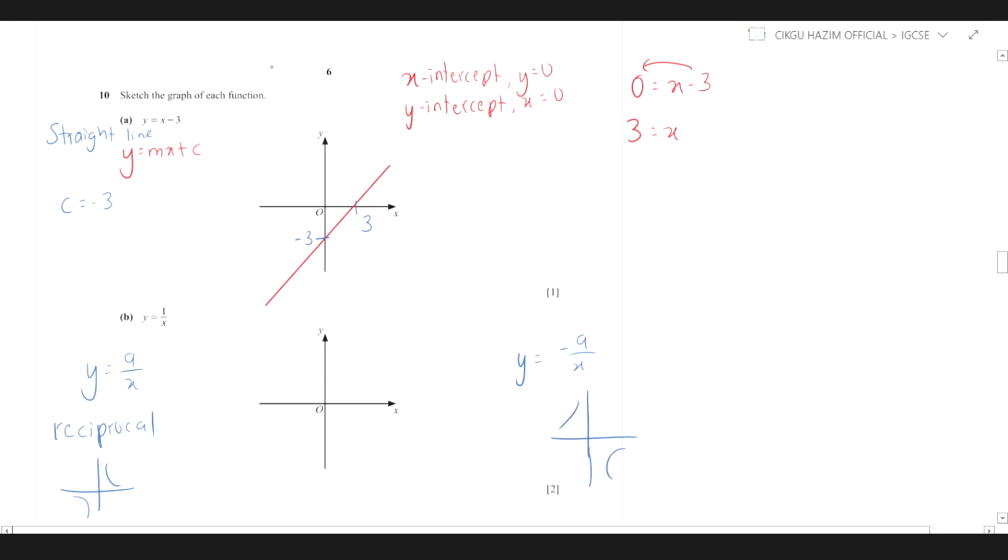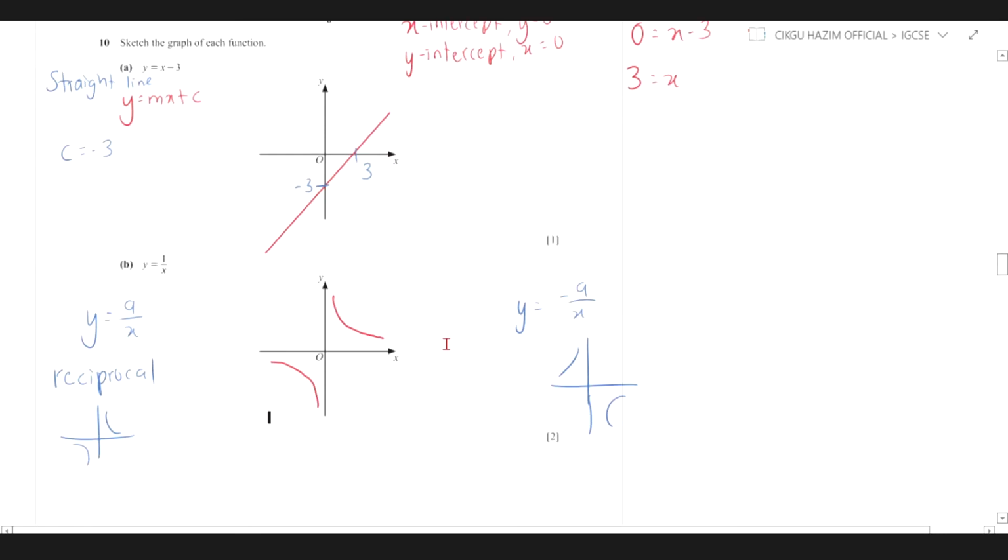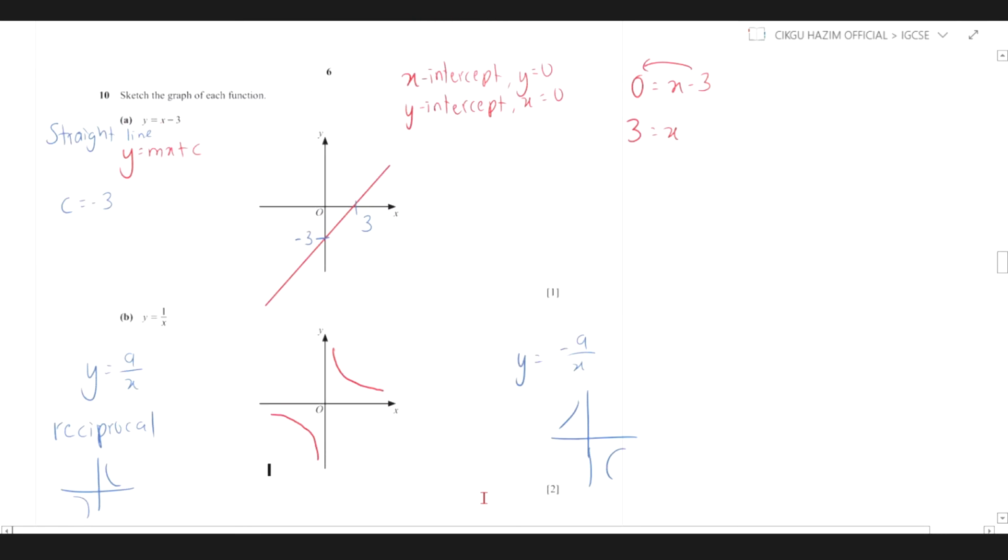Yeah, so it needs to be a curved line. So the way you draw this, it needs to be a curved line, but it does not have the y or x intercept, so you just draw it like that. This time do not use a ruler, it would be okay. Alright, so that's how we do question number 10b.